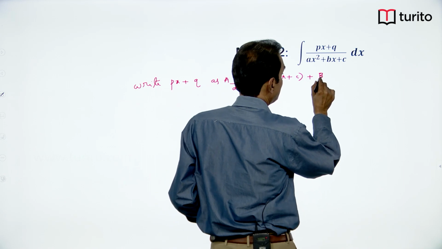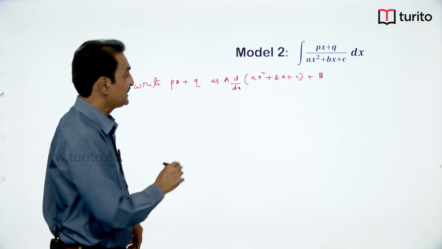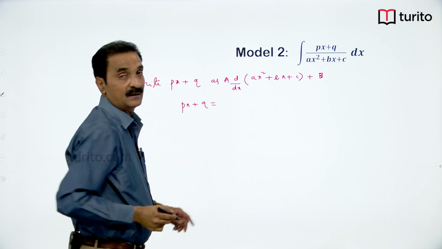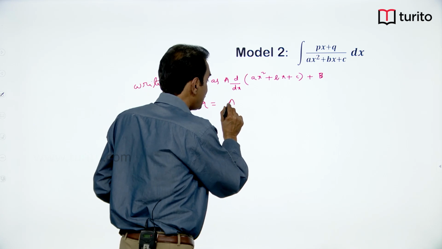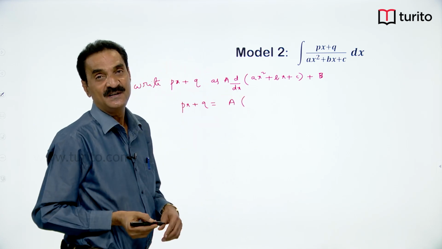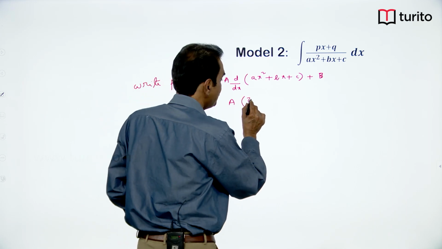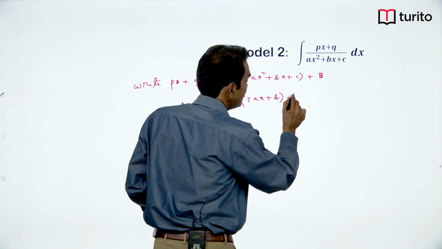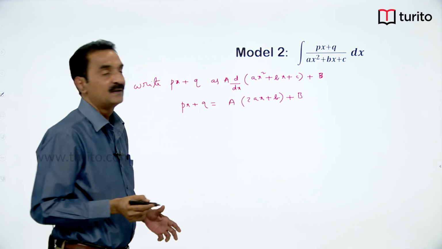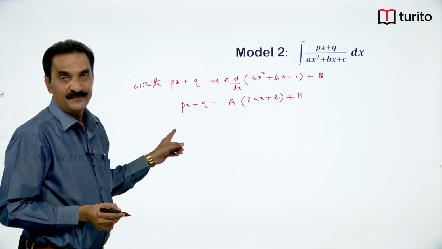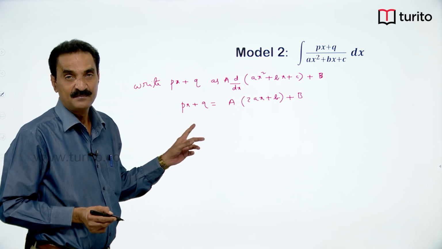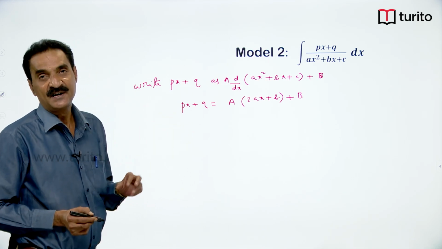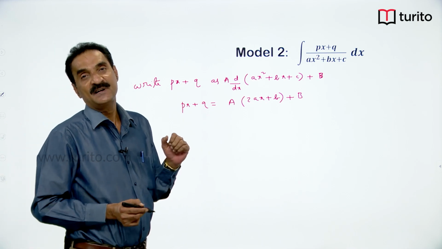Then px plus q is equal to A into, what is the derivative of ax square plus bx plus c? 2ax plus b, plus capital B. Now, by comparing the coefficients of x and the constant term, you will get two equations. Then solving them, we get the values of capital A and capital B.